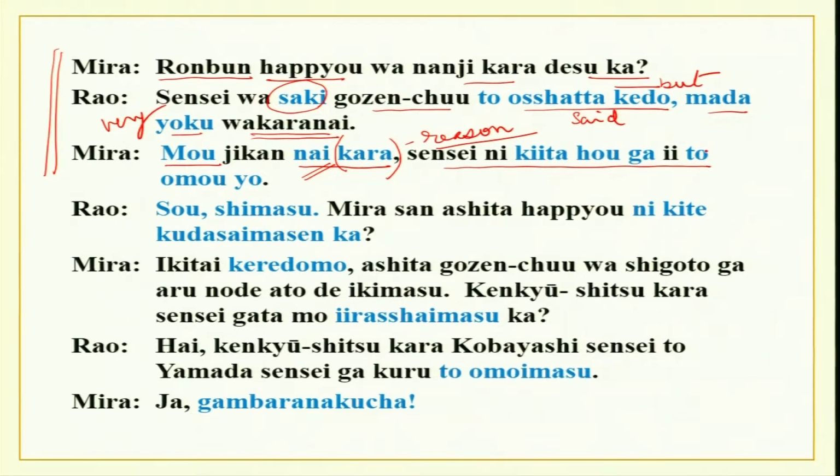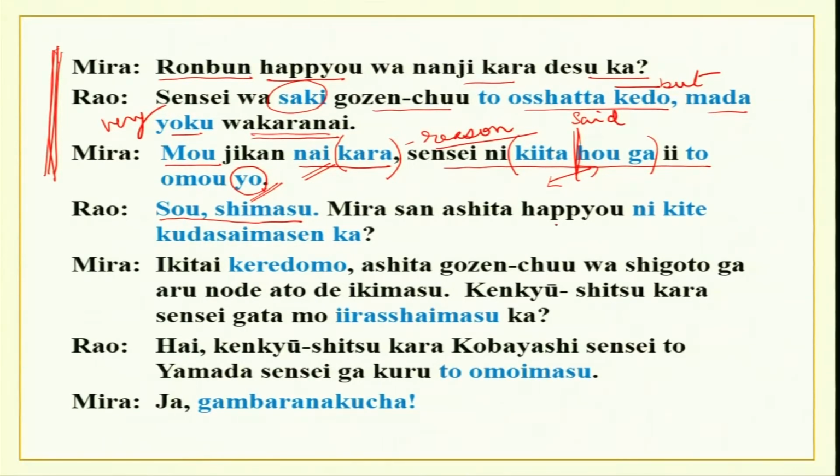Sensei ni kiita hou ga ii to omoimasu. You have done kiita hou ga in your last series. Hou ga is, it is better that, and before hou ga we have plain form. I have explained it later also. So, just understand this. Sensei ni kiita hou ga ii, it is better that you ask sensei, to omoimasu, I think. And over here yo shows very clearly that these two are friends of the same age. So, they can talk informally. You will never use yo with your seniors. So shimasu, I will do as you are saying.